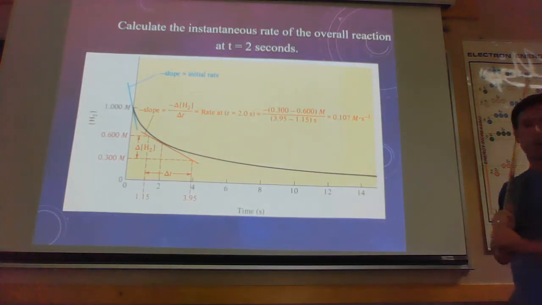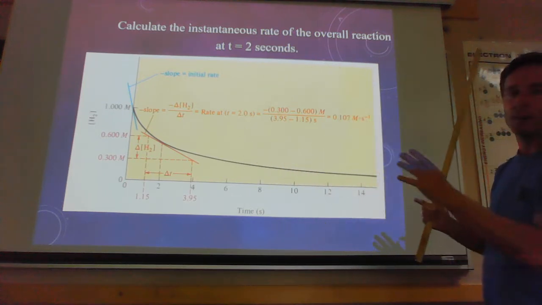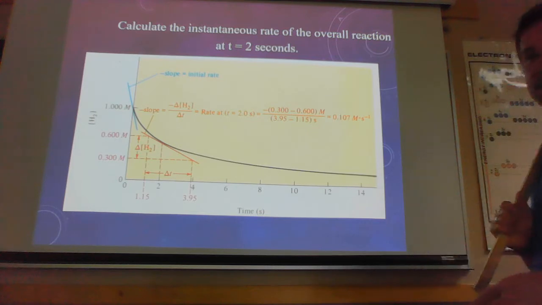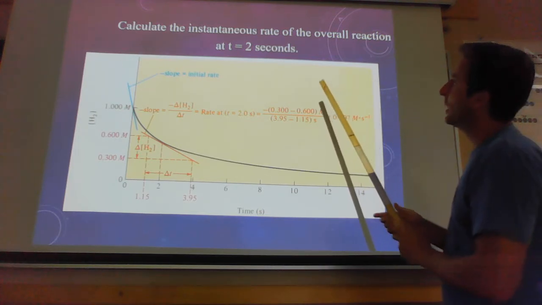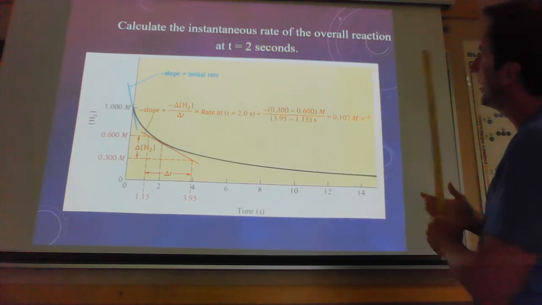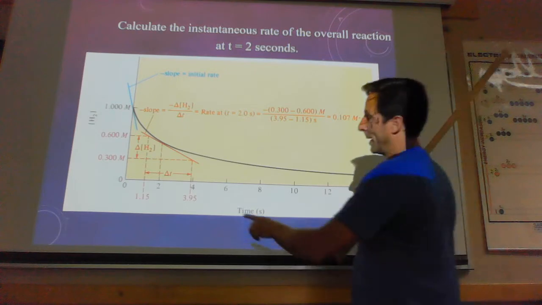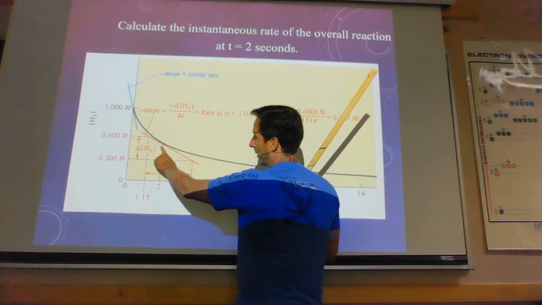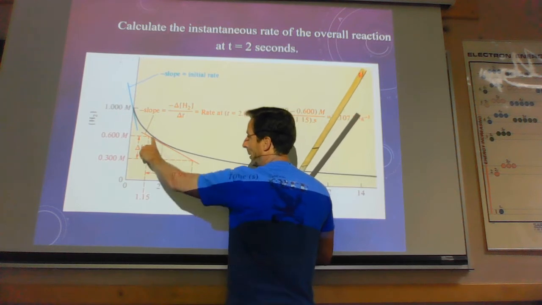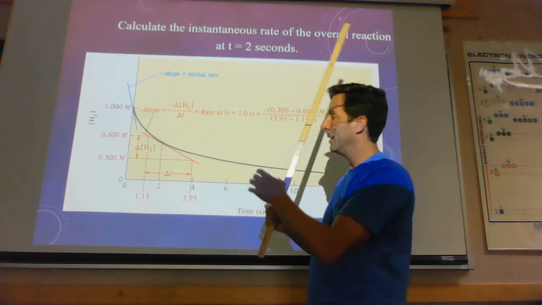So here's an example. Given the graph, you should kind of look at these numbers on your own and just make sure that you're capable of doing these calculations. But if the question said calculate the instantaneous rate of the reaction at t equals 2 seconds, I go to 2 seconds on my x-axis, I go up to the graph, I draw a tangent line the best I can, and then I have to pick 2 points on that line.